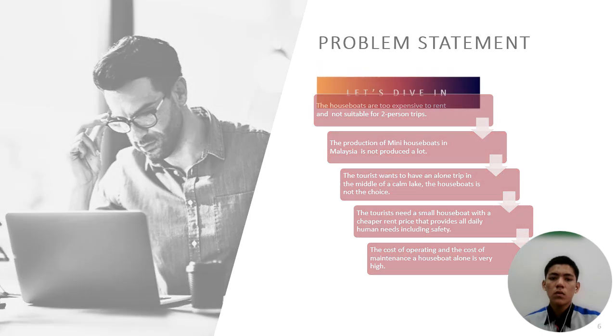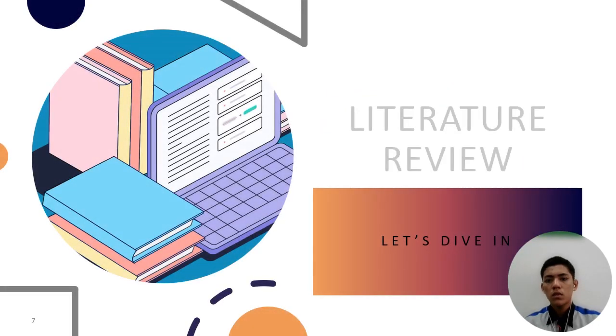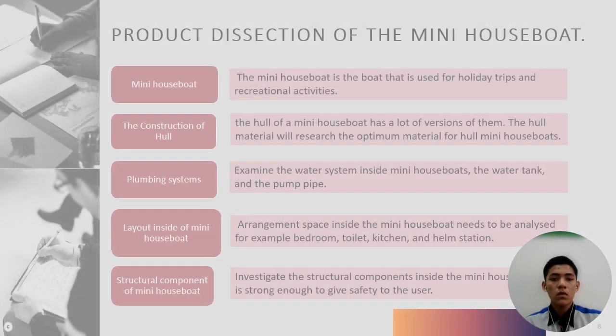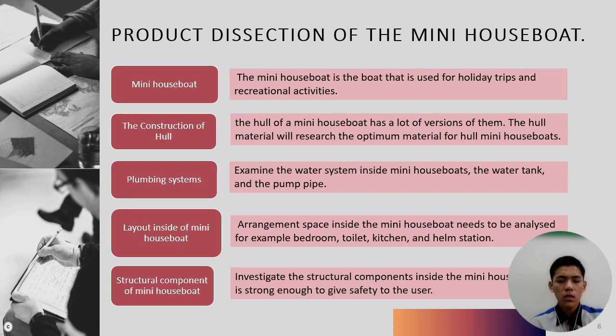After that, we go to the literature review. So in the literature review, we go through the product dissection of the mini houseboat first. The mini houseboat is the boat that is used for holiday trips and recreational activity. And then the construction of hull. For the hull of the mini houseboat, the hull material research will find the optimal material for the hull of the mini houseboat. And then plumbing system: examine the water system inside the mini houseboat, the water tank and the pump pipe.